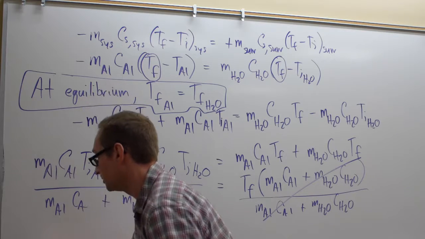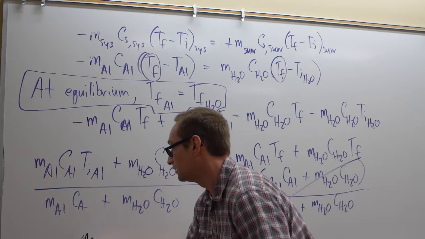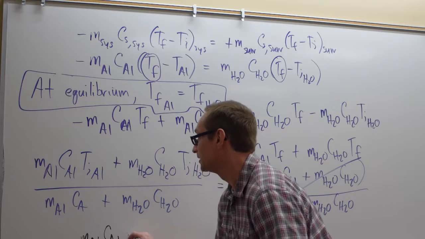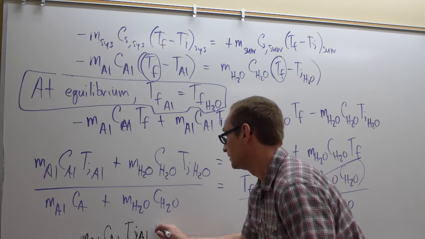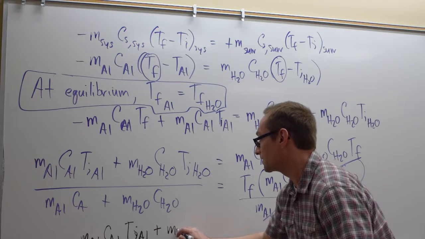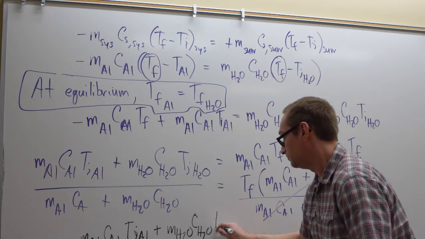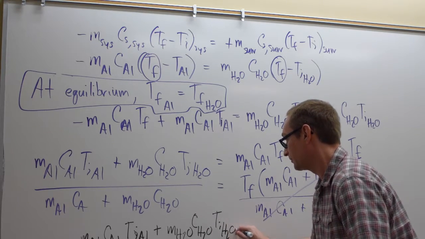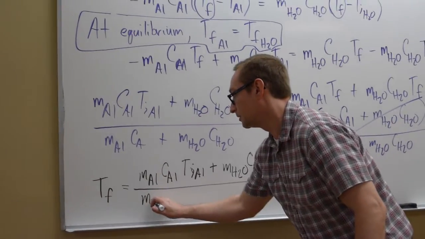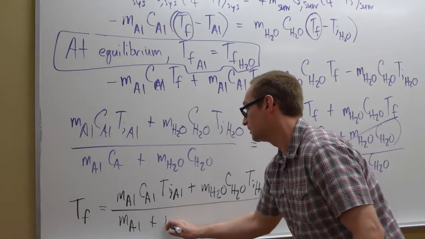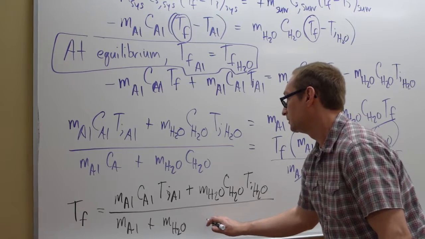Okay, so now we're just going to plug in the numbers. So TF is equal to M aluminum, C aluminum, T initial aluminum, plus M water, C water, T initial water. All of that is divided by this here, M aluminum plus M water, oh, excuse me.